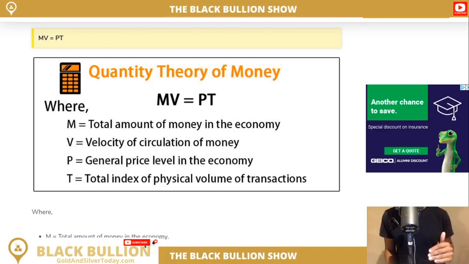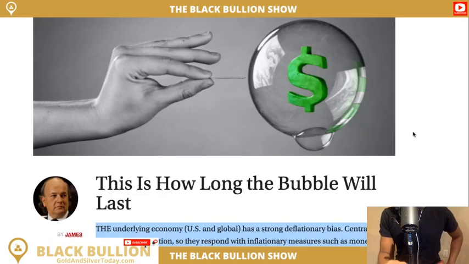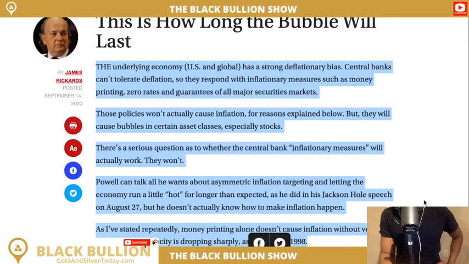If V falls, then surely we are in deflation. That's actually incorrect if the amount of money printed is so much so that the right side of the equation, which is actually considered to be domestic inflation, you might have heard of the GDP deflator, if that actually increases. Now, let's take a look here at what Mr. Rickards had to say about all of this, because honestly, my thinking runs contrary to his because of the following. This is how long the bubble will last. Let's get into what he has to say.